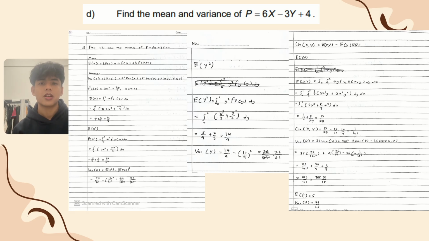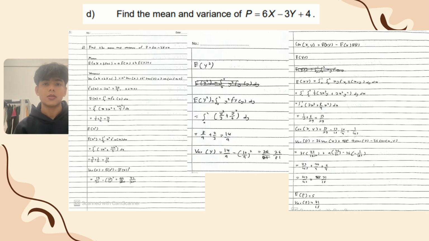From the previous calculation, the variance of x is 73 over 1620 and the variance of y is 26 over 81. Since x and y are not independent, as we showed in C, the covariance term cannot be ignored. The covariance is calculated as the expected value of xy minus the product of the expected values of x and y. Using the joint probability density function, the expected value of xy is 43 over 54, and the product of the expected values is 65 over 81. Subtracting gives a covariance of minus 1 over 162.